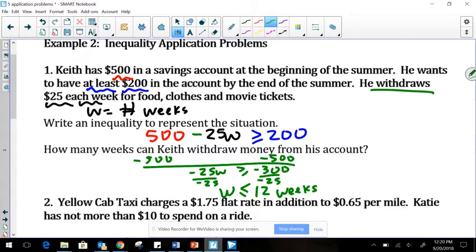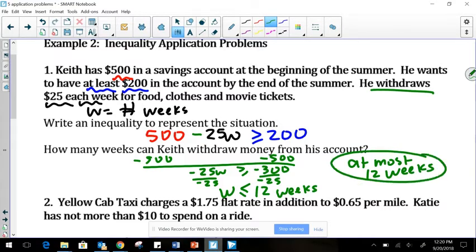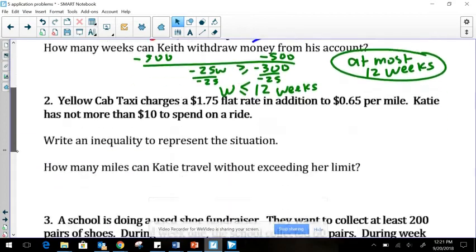So how many weeks can Keith withdraw money from his account? At most, 12 weeks. After that, he will not have $200 left in his account. All right, number 2 is similar setup to number 1. So I'm going to skip it.